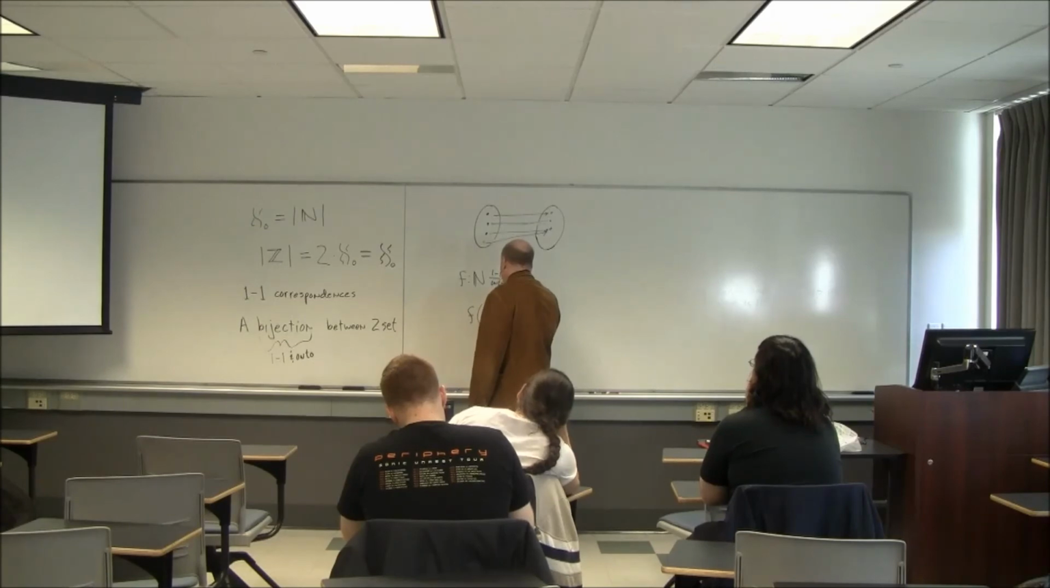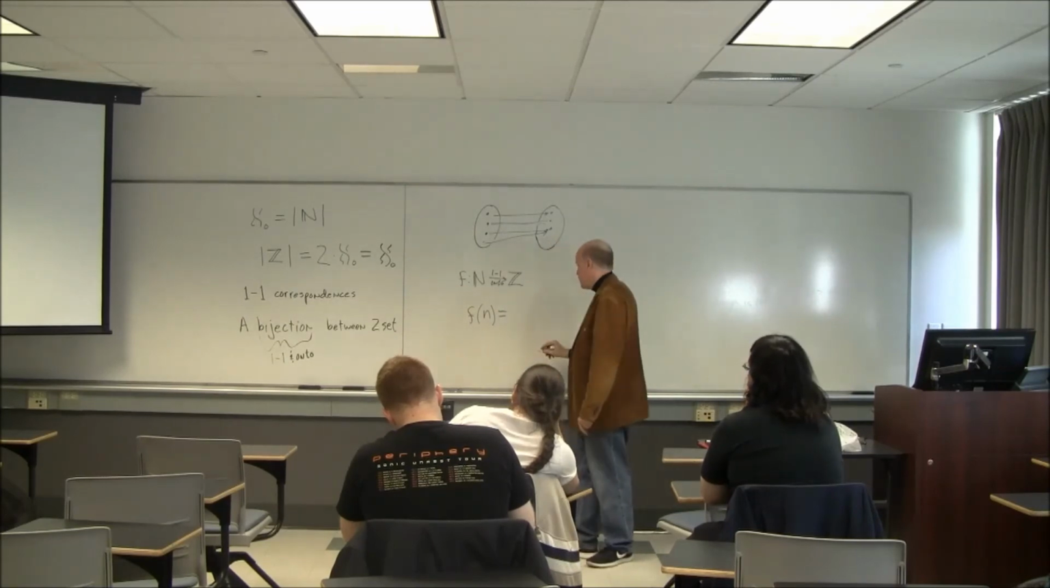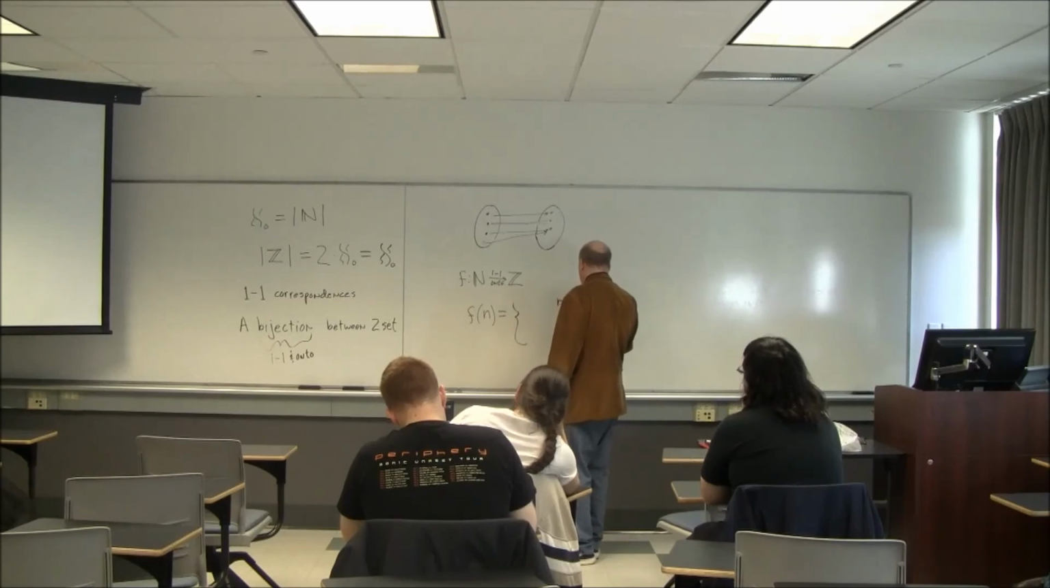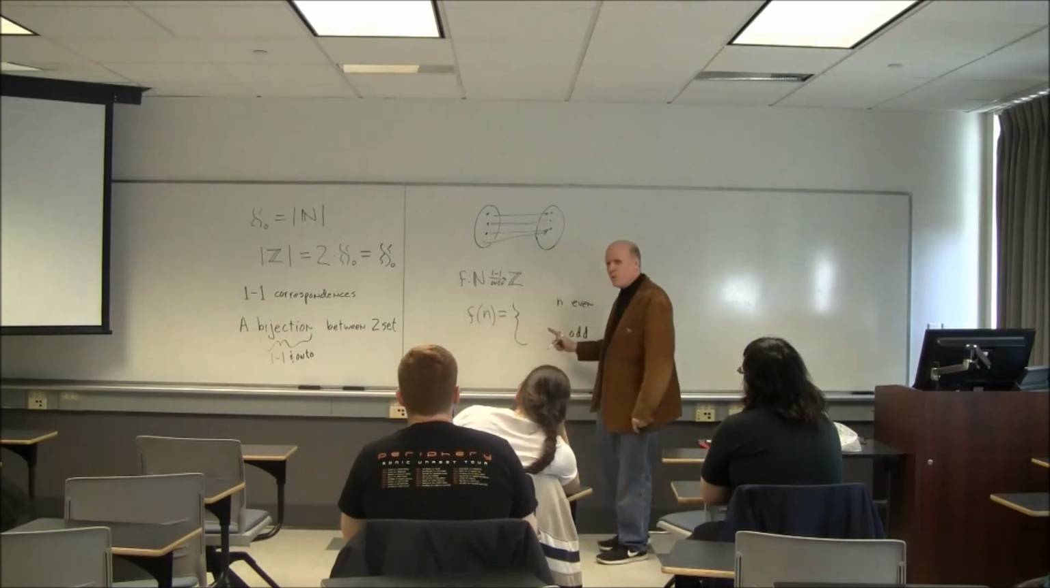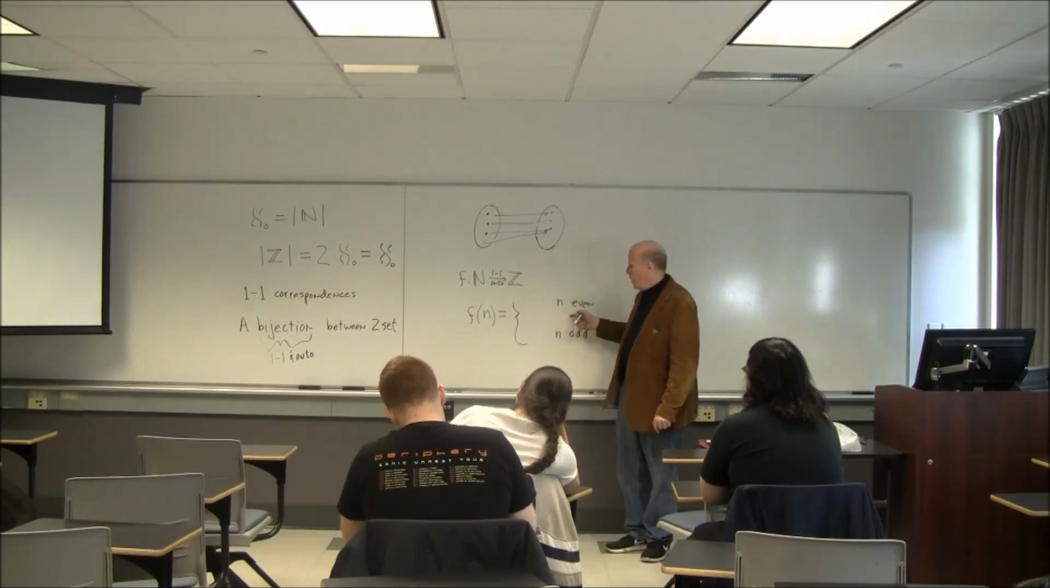I'll tell you that f of n, since it's a natural number, I have to do different things in different cases. If n is even, I'm going to do one thing. And if n is odd, I'll do a different thing. It's probably been a while since you've done a piecewise function, but that's what I'm describing here. You probably saw those in pre-calculus.